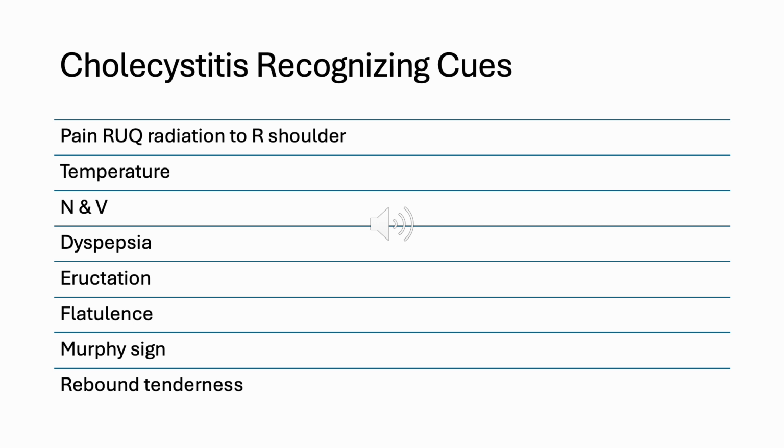They'll have a positive Murphy sign and rebound tenderness. Murphy sign and rebound tenderness are elicited by providers because it's deeper palpation. With Murphy sign, they have pain with deep inspiration during right subcostal palpation. So like right under the rib cage, and the provider presses while the patient takes deep inspiration. Rebound tenderness occurs when the provider is doing deep palpation, but when they pull the pressure off of the palpation, that's when the patient feels the pain. That's called rebound tenderness.